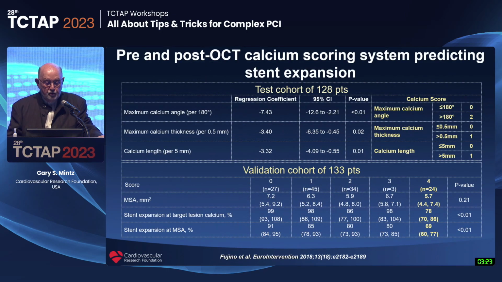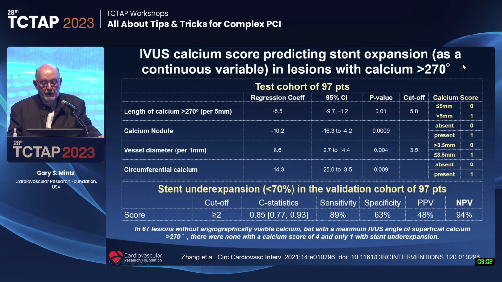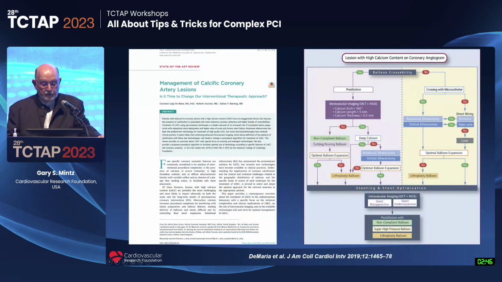We have now published 2 calcium scores. One uses OCT, combining maximum arc of calcium above 180, maximum calcium thickness more than 0.5, and maximum length more than 5 millimeters; if you have all 4 points, you can predict stent under expansion. By IVUS, we look only at lesions with more than 3 quadrants of calcium, a length of calcium more than 5 millimeters, the presence of a calcified nodule, smaller vessel size, and completely circumferential calcium; any 2 points predicts stent under expansion.